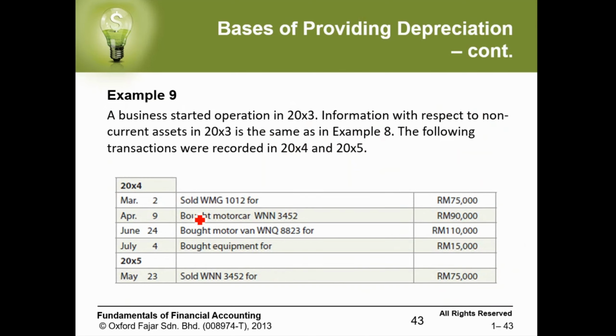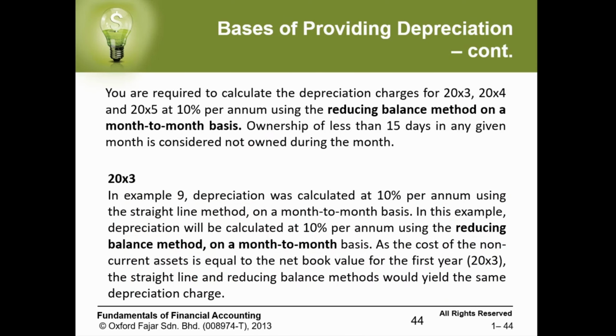We bought and we sell. We sell some assets in 2014 and we bought some other assets in 2014. We sold one asset in 2015. The question: you are required to calculate depreciation charges for 2013, 14, and 15 at 10% per annum using the reducing balance method on a month-to-month basis.